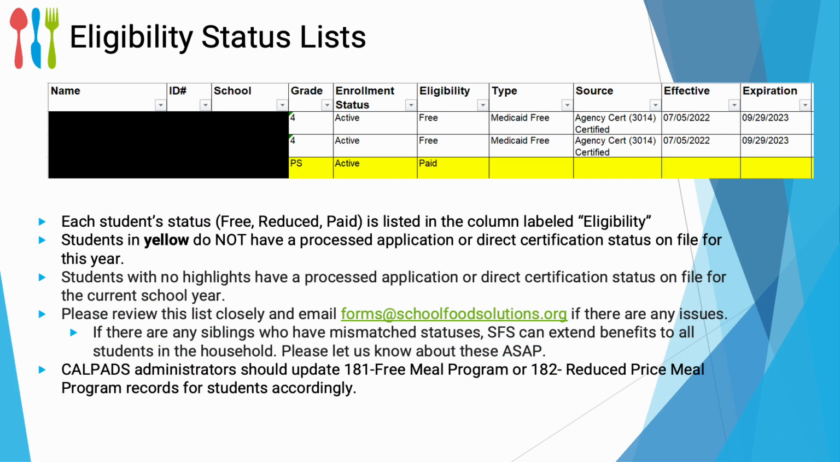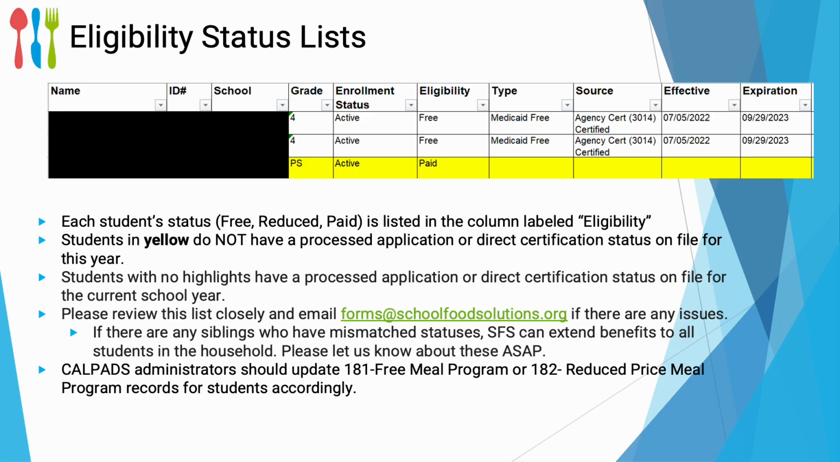This is more information about the status list that we're going to send you. This is a picture of the beginning of a status list as an example. It's going to be an Excel file that lists all your active students. Then there's a column labeled eligibility that's going to say either free, reduced, or paid. Even though nobody's paying for meals, paid just means not eligible for free or reduced.